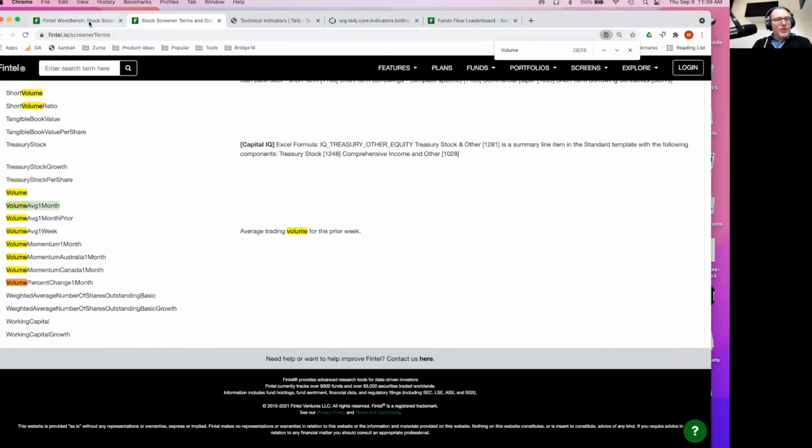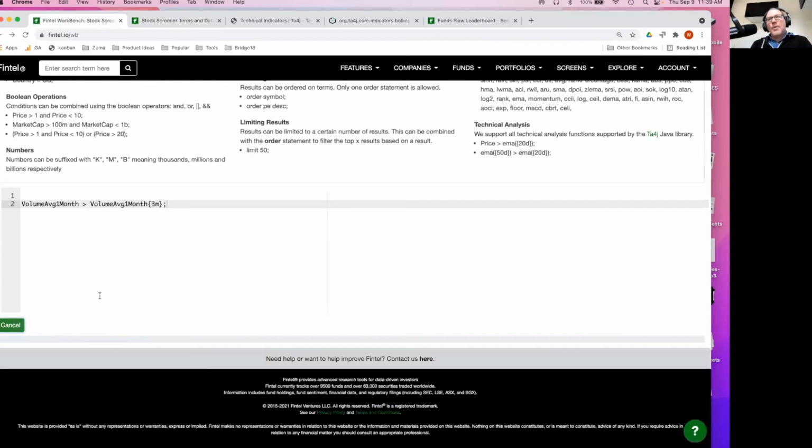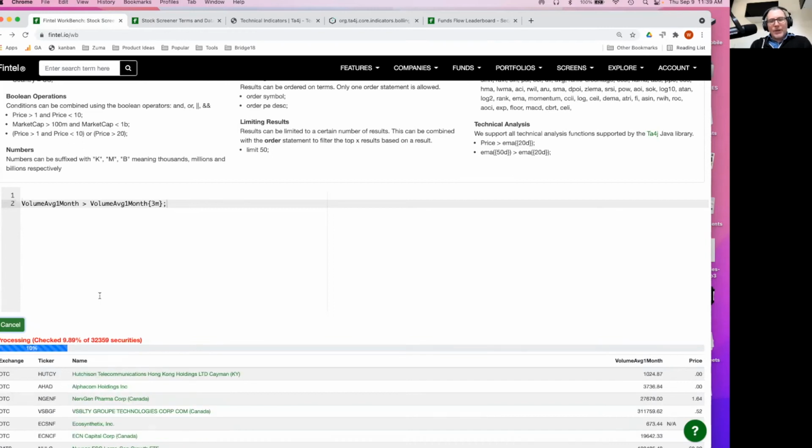So let me go out on a limb here. I'm going to say we take the current volume average 1 month and compare it to the volume average 1 month 3 months ago. I have no idea if this will work, but we'll give it a shot. We don't have any option data yet. Sorry, those are 2 data sets that we have to add. As I mentioned, we just licensed the Capital IQ data, and it's going to keep us busy for a while.